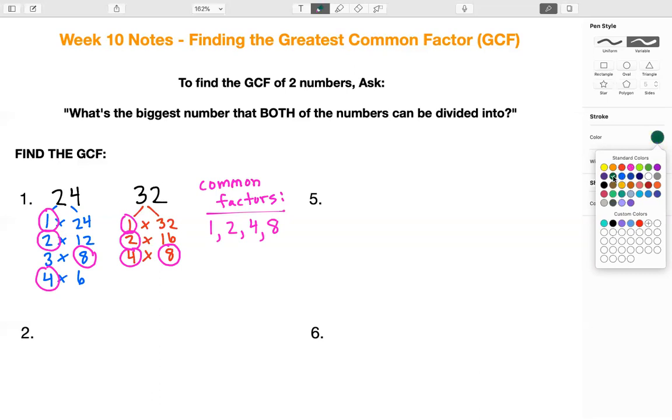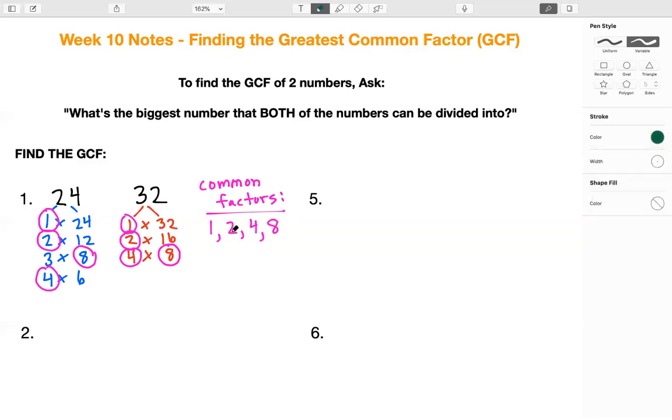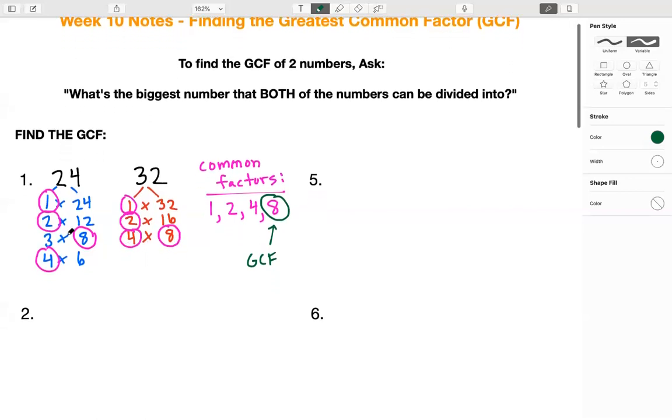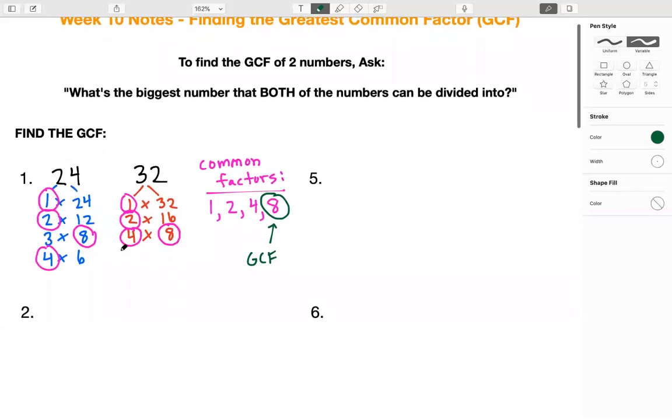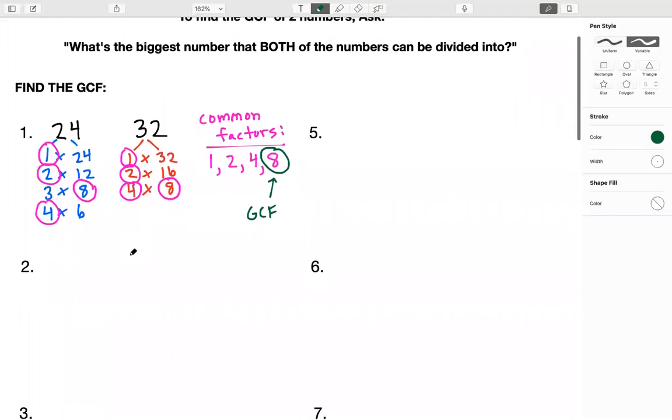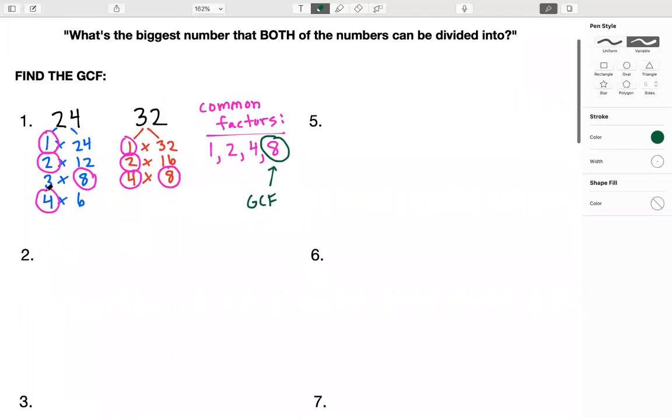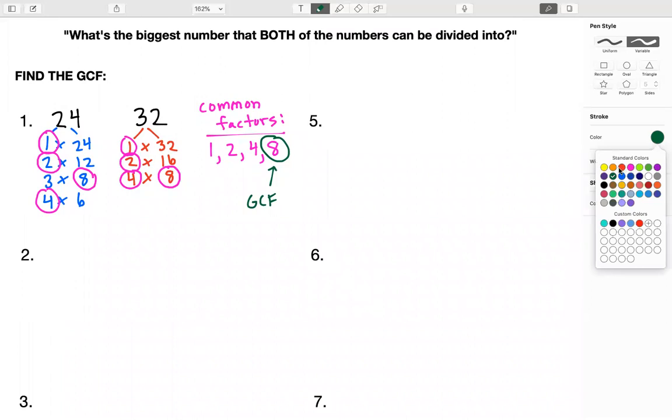Now, what is the greatest or the biggest out of all of these common factors? Clearly, it is 8. So 8 is the GCF, greatest common factor or biggest common factor. And we're done with that one. If you don't know your multiplication tables very well, this is going to be challenging for you. So it's just a reminder though, you need to know your multiplication tables. Let's try another one.